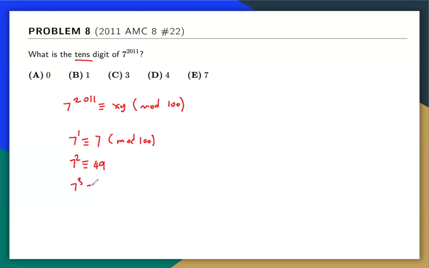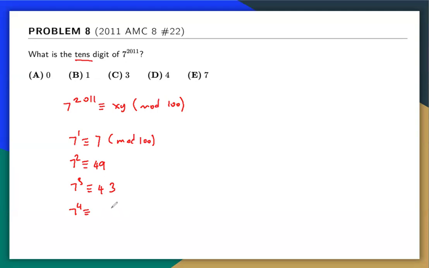And 7 cubed, you can take 7 cubed directly, or you can multiply 7 to the first by 7 to the second, which will give us 7 to the third. So 7 times 9 is 63, and 7 times 4 is 28, plus 6 is 34. But we don't want to write 343, so I'm going to just write 43 because we are interested only in the last 2 digits. And we just continue this until we get 1 or some easy number to deal with. So for 7 to the 4, you multiply 7 by 43, because 7 to the first times 7 to the third is 7 to the fourth.